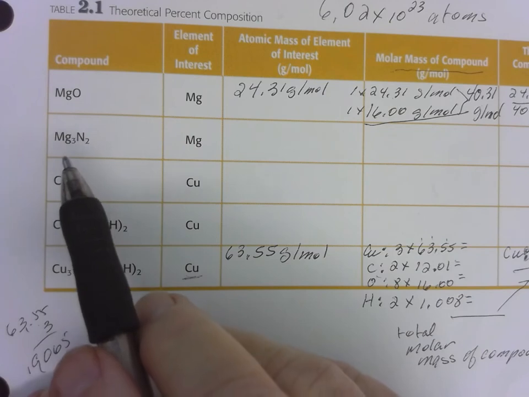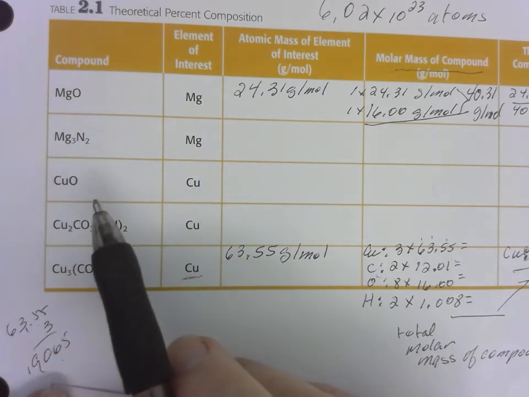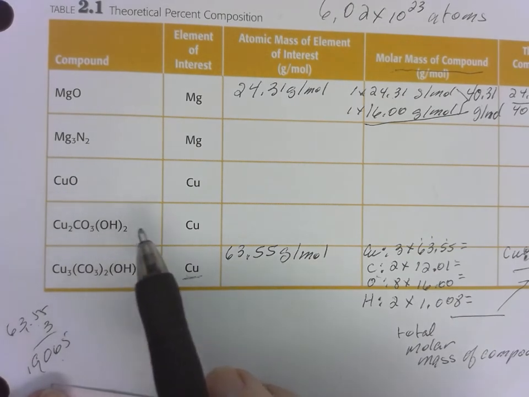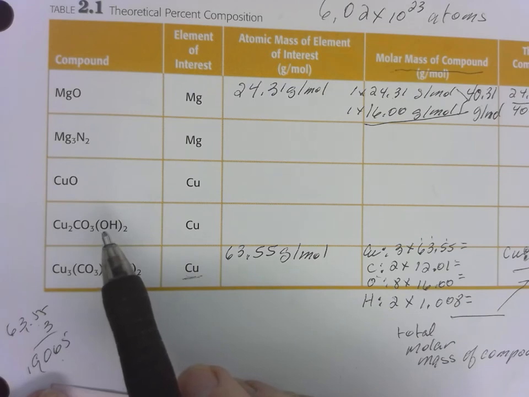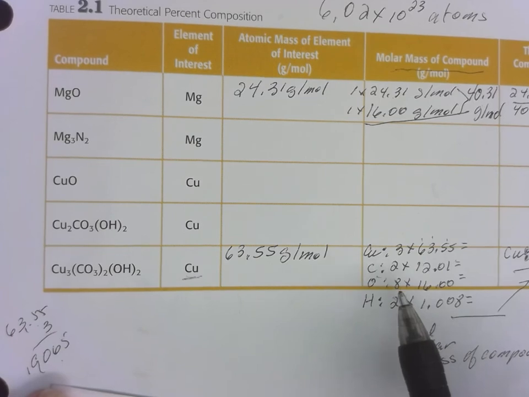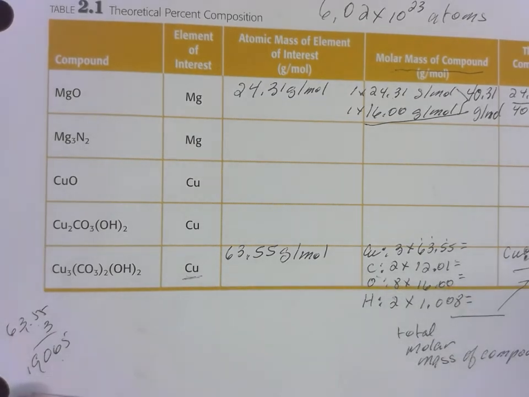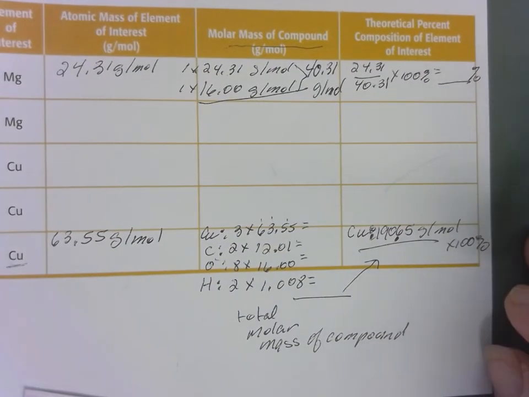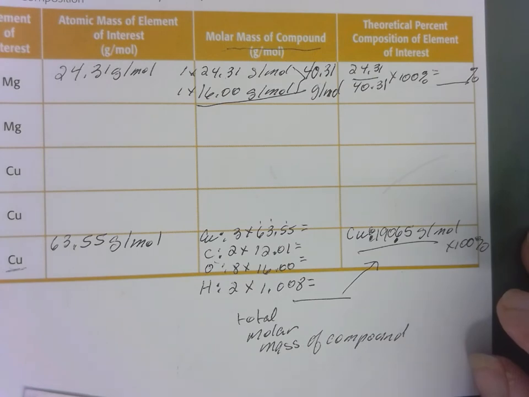So you'll do that for each of these, and remember that there's 3 magnesiums and 2 nitrogens in this one, 1 copper, 1 oxygen, 2 coppers, 1 carbon, 3 oxygens plus 2 oxygens, so 5 oxygens and 2 hydrogens for that. So be able to remember how many you have, multiply, and then you're going to divide the total mass of the element of interest by the total molar mass of the compound. And that's how you'll complete pre-lab for activity 2.1.